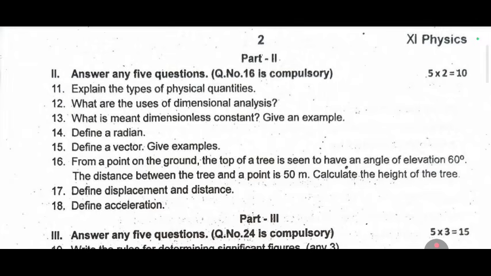Very important question. 16th one, from a point on a ground, the top of the tree is seen to have an angle of elevation 60 degree. The distance between the tree and the point is 50 meter, calculate the height of the tree.